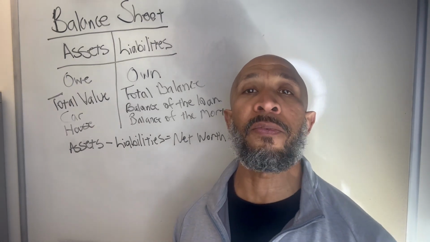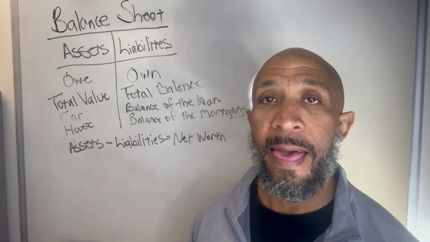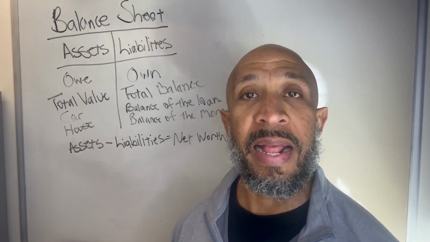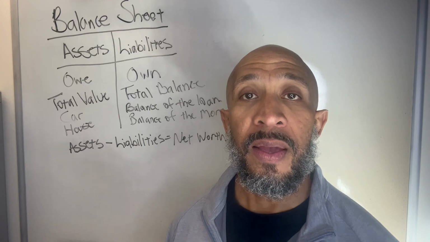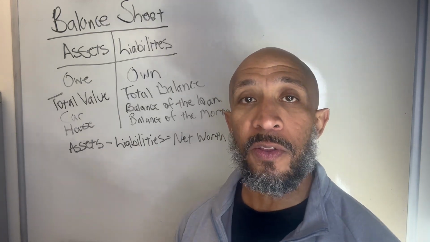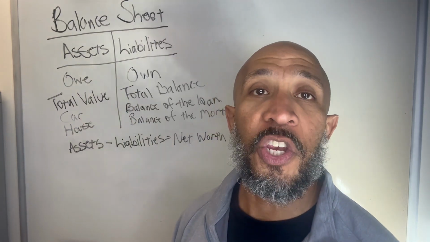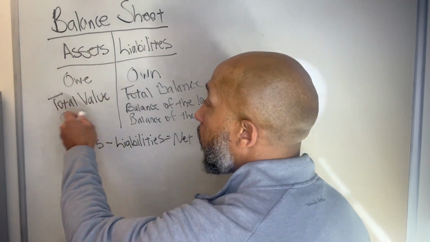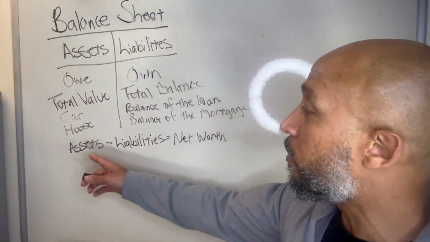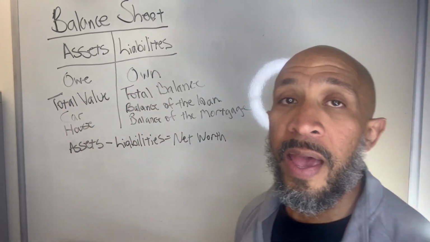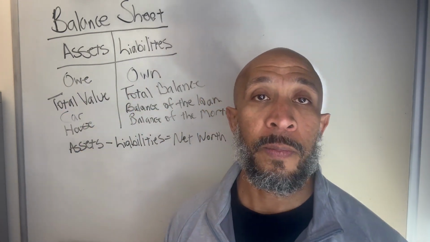Or any other type of loan that you have, whether it be a balance of medical bills or anything like that, anything that you owe to somebody else. What is the total balance? And that's what goes on a balance sheet. You take the total value and the total balance, and you subtract them, and then you calculate your net worth.